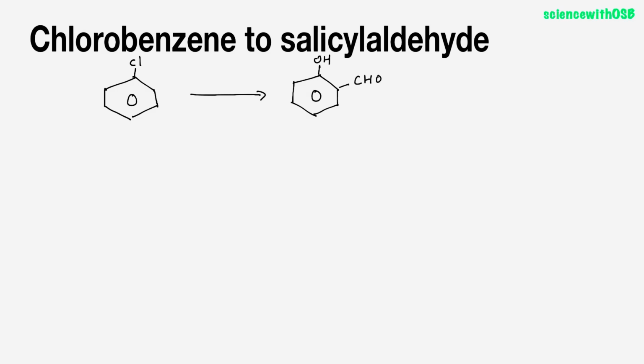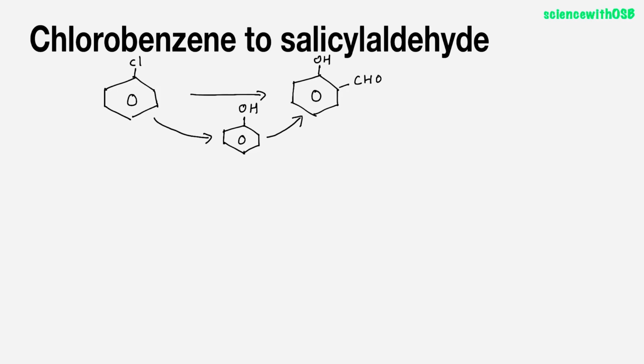When you see a conversion with salicylaldehyde as the product, you have to remember one important point. This salicylaldehyde is the product of the Reimer-Tiemann reaction. And what is the reactant of the Reimer-Tiemann reaction? That was phenol, right? So, if you can prepare phenol from chlorobenzene, then you can follow the Reimer-Tiemann reaction to get the required answer. Hope you understand.